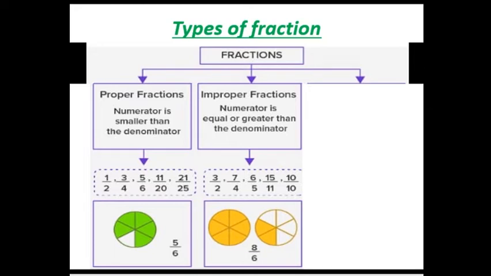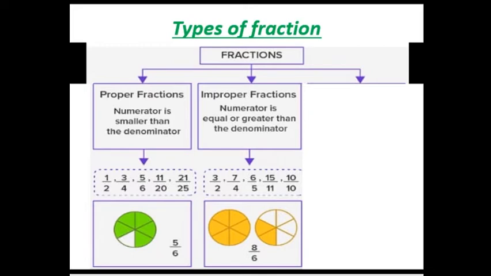Improper fraction means what? This is totally opposite to proper fraction. Now, improper fraction means the numerator is greater than or equal to the denominator, or we can say that the numerator is always greater than the denominator. Let us see an example here: 3 by 2, 7 by 4, 6 by 5, 15 by 11 and 10 by 10 are given.